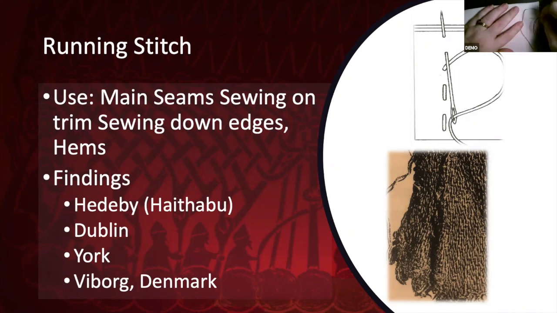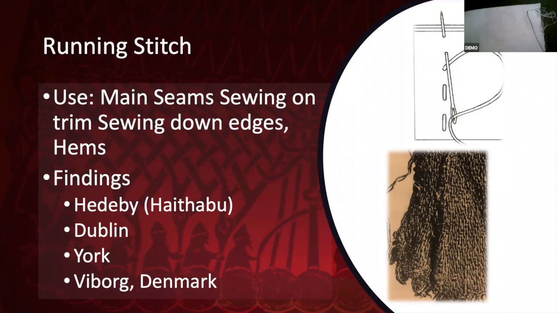your main seams most of the time are going to be running stitch, overcast stitch. There'll be some that are overlapped and then bound with something like a herringbone stitch or overcast. So this is a really good stitch to use just for putting your garments together. They had this in Hedeby, Dublin, York, Viborg, Denmark. So this is ubiquitous. You're going to see this a lot.